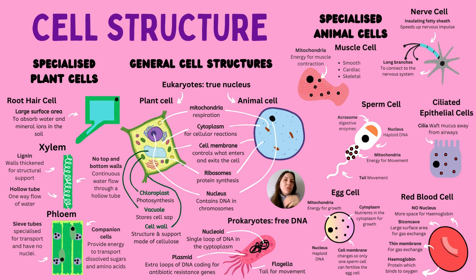So plant cells have three distinct organelles that you must recognize and know. The first one being chloroplasts, which contain lots of chlorophyll for photosynthesis. We also have a permanent vacuole, which stores cell sap, and the cell wall, which is made of cellulose and helps with structure and support.